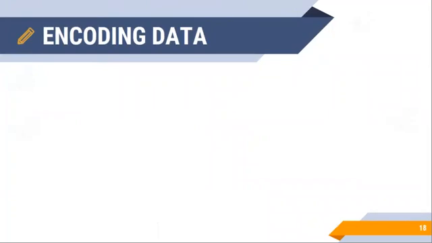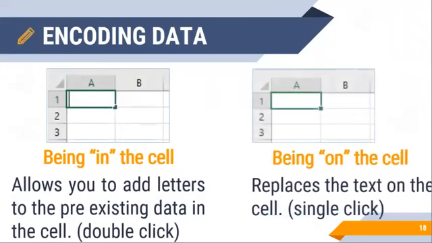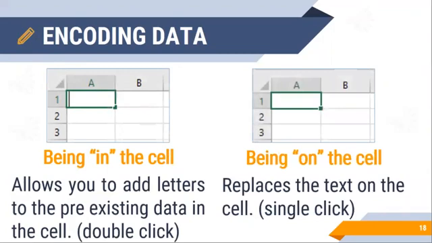In encoding data in a spreadsheet, there are two forms. The first one is being in the cell. So being in the cell means pwede kayong magdagdag ng kahit na anong letters or characters sa existing data na meron sa cell. All you have to do is double-click the cell. The second one is being on the cell. So being on the cell means pwede nyo mapalitan kung ano man yung character na naandun na sa mismong cell. All you have to do is to single-click the cell.